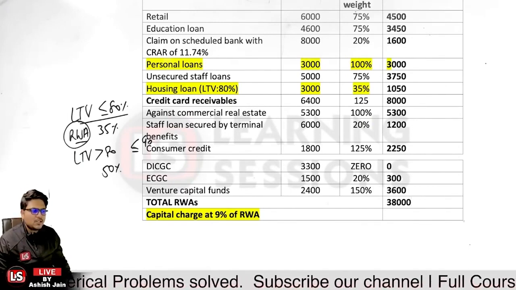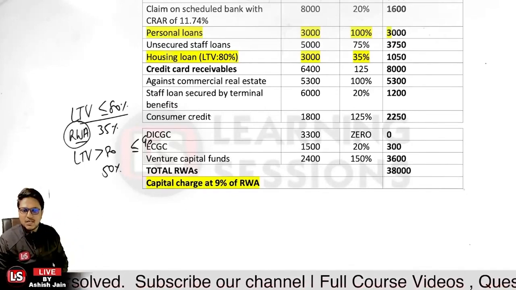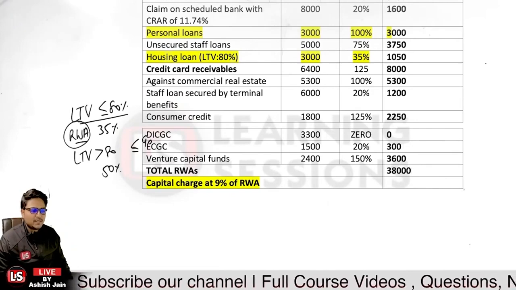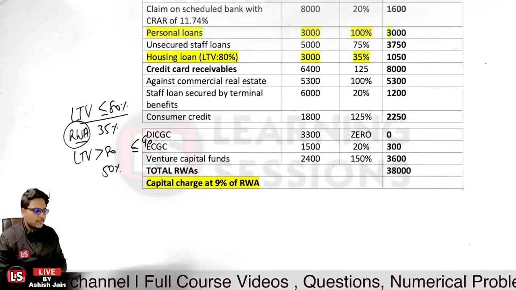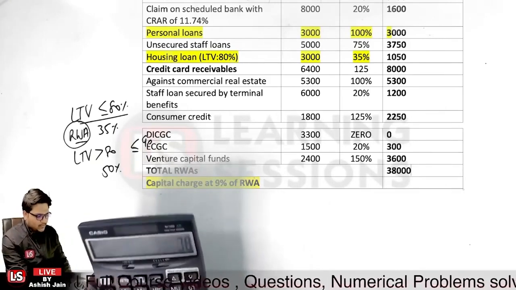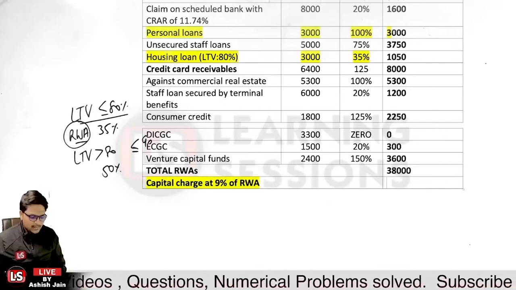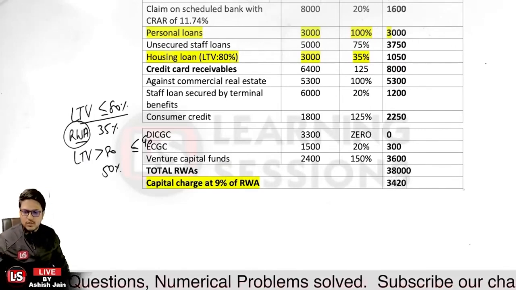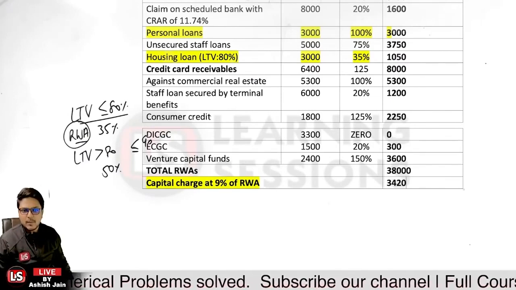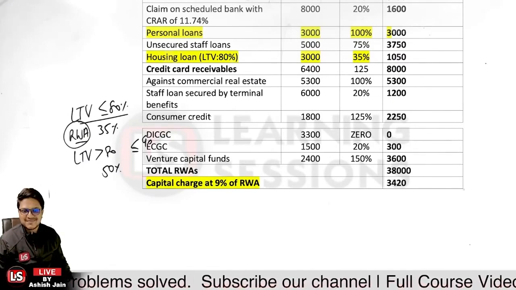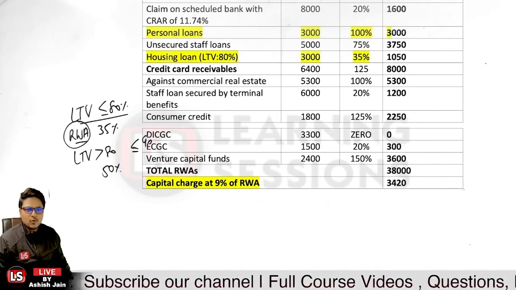So what will be the capital charge at 9% of risk weight asset? It will be 38,000 multiplied by 9%, that is equal to 3,420. So the capital charge would be equal to 3,420 in this particular case. Is this particular part clear over here? So 3,420 would be the answer.